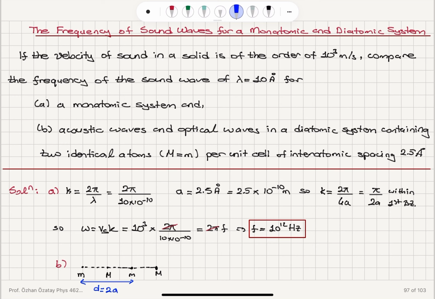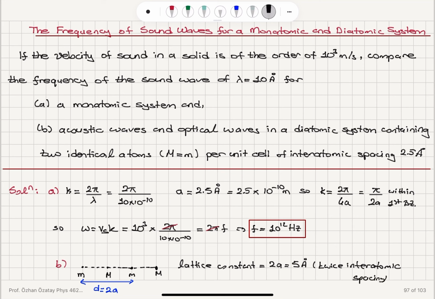So since this is a diatomic system, that's basically the basis. The basis contains the same atoms, but this is the distance between two lattice points. So we have a lattice constant because the distance between two lattice points is 2a. It's basically equal to 5 angstroms. This is going to be twice the interatomic spacing because we have a diatomic basis. So this is twice the interatomic spacing.